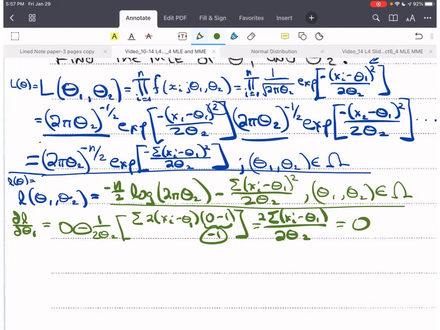And so with this, this becomes, so this is it. And so I can multiply both sides by this 2 theta 2 because it's not the variable that we're looking for, right? We're solving for theta 1. So I end up with 2 sum of xi minus theta 1 is equal to 0.